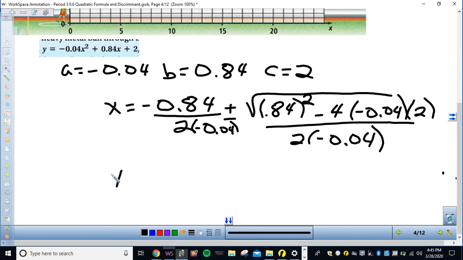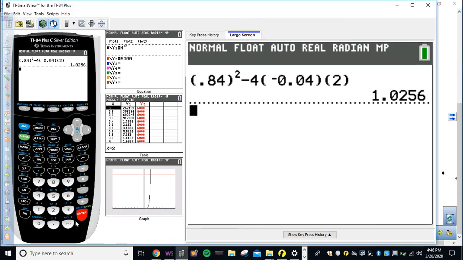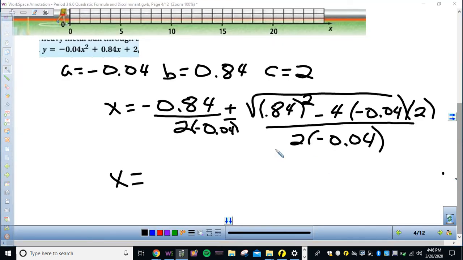So we're going to go ahead and continue this here. I'm going to do this part in the calculator as well, then negative 0.84 over 2 times negative 0.04. So we're going to go negative 0.84 divided by, and then because we have 2 numbers in the denominator, I'm going to put that in parentheses, so 2 times, and again we're going to look back here, so 2 times negative 0.04.